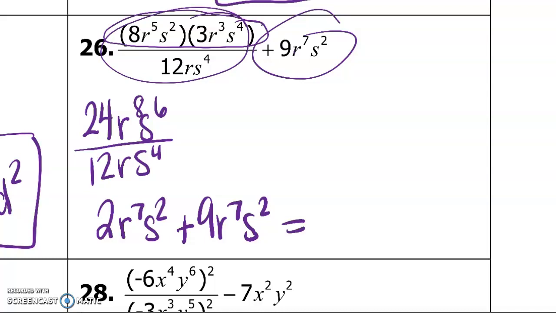So our final answer is 11. Do not change the exponents. R to the 7th, s squared.